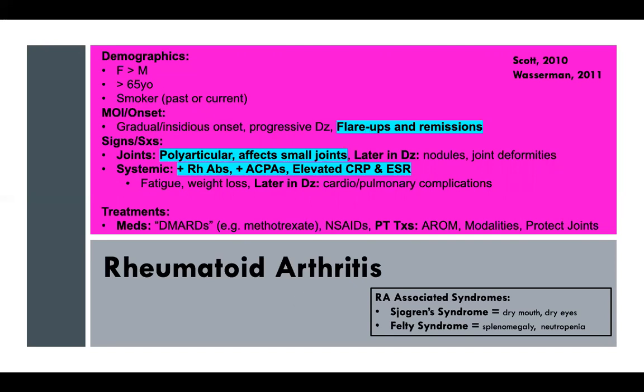So with rheumatoid arthritis, this is one of the ones that is more common. So you might be familiar with some of these characteristics. It is characterized by flare-ups and remissions. So flare-up of inflammation and then remission period where the signs and symptoms are usually less serious.